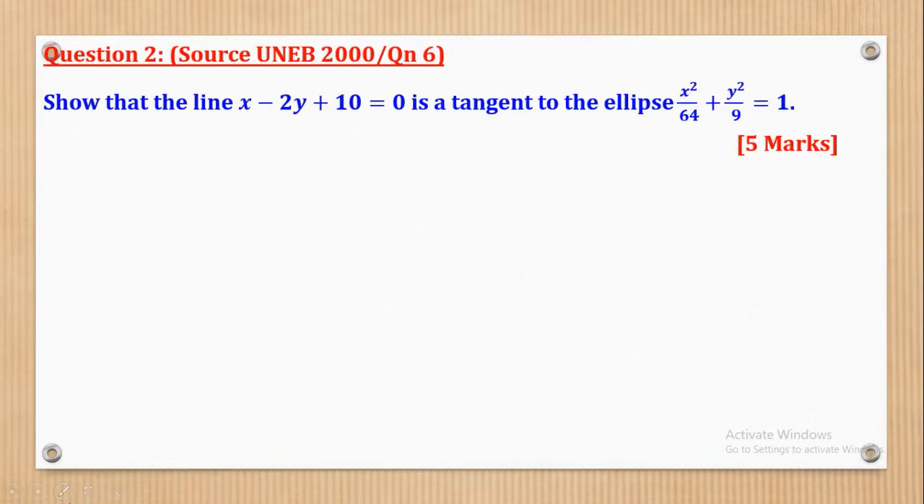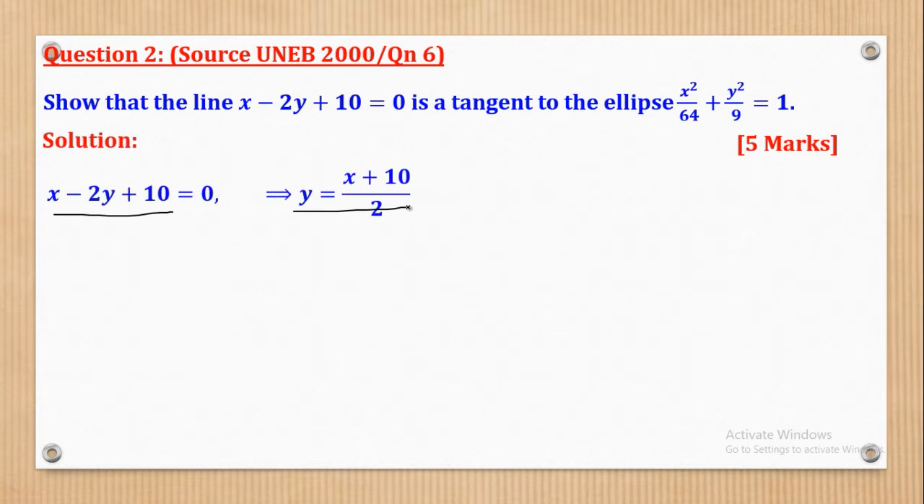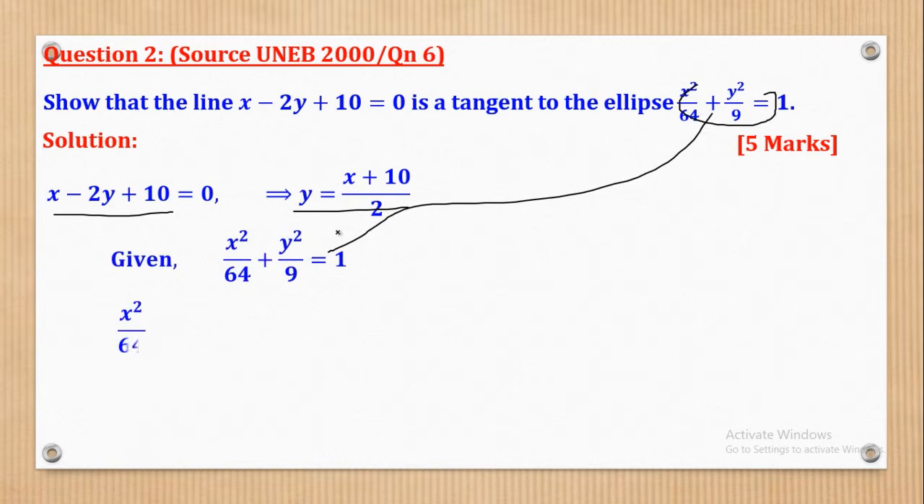Then question 2 came from UNEB 2000 paper 1 question 6 and says show that the line this is a tangent to the ellipse that. So still the procedure will be the same, only that in this case they have given you values instead of unknowns. So we shall do the same: from this equation of the line, make y the subject, then come to the equation of the ellipse and substitute for y.